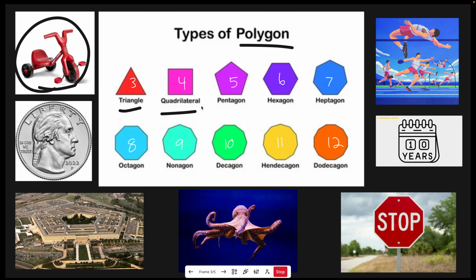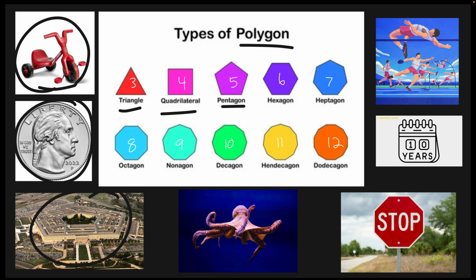So that's a triangle. A quadrilateral, think of a quarter, right? A quarter is 1/4 of a US dollar. So quadrilateral has 4 sides. The pentagon, there is the very famous pentagon in the US for the Department of Defense.